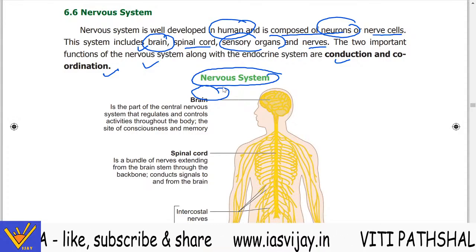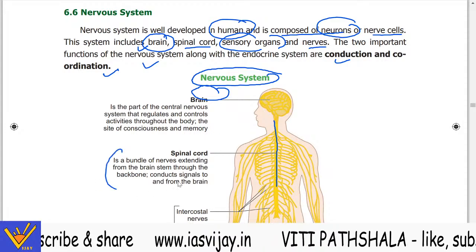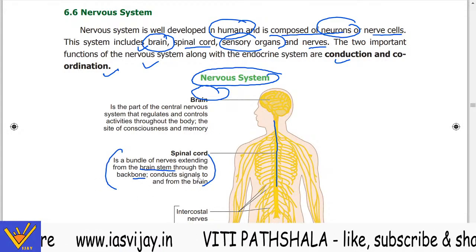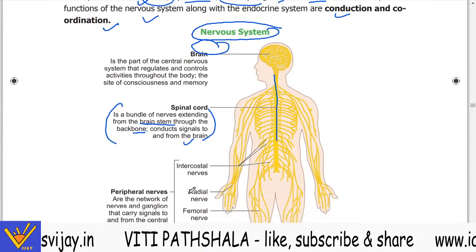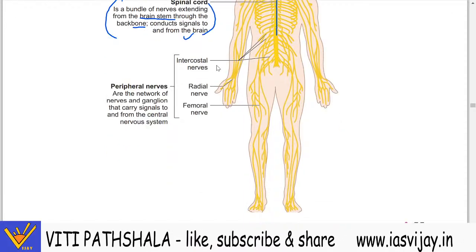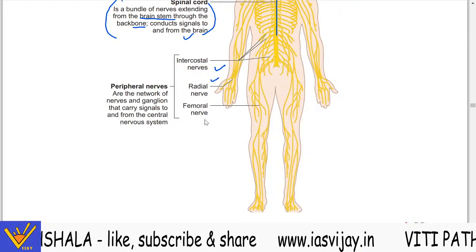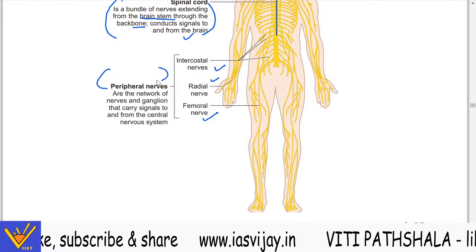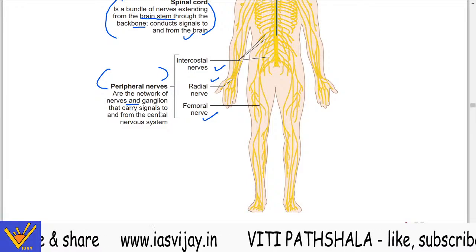Now next comes the spinal cord. This cord, the spinal cord, is a bundle of nerves extending from the brain through the backbone. It conducts signals to and from the brain, and these carry signals from the brain to other parts. Now next comes the intercostal nerves, and this is the radial nerve we can say, and femoral nerve. Now peripheral nerves are the network of nerves and ganglia that carry the signals from the central nervous system.